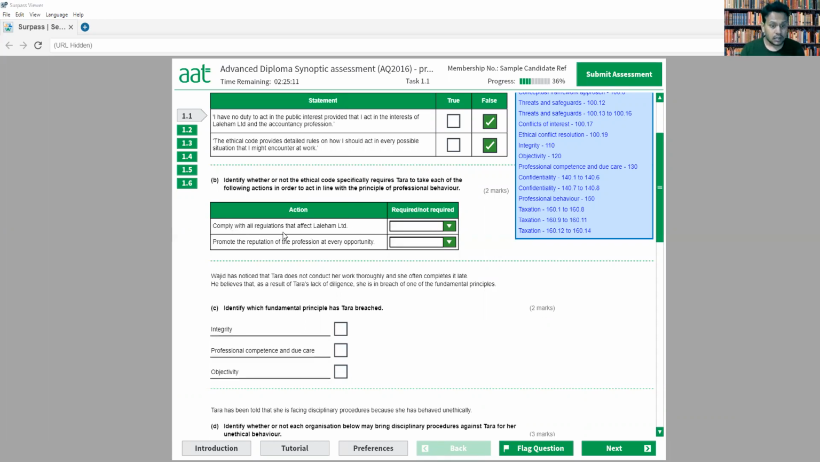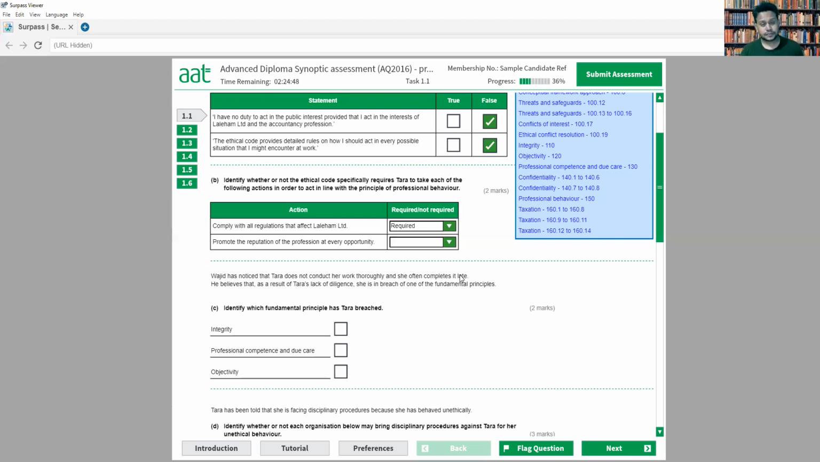Comply with all regulations that affect Leham Limited. Now, is it required? The answer is yes. So I have to comply. Comply means follow the rules. So any rules that are linked to the company I work for, I have to follow. Otherwise, it will be like a breach of contract or breach of the rules.